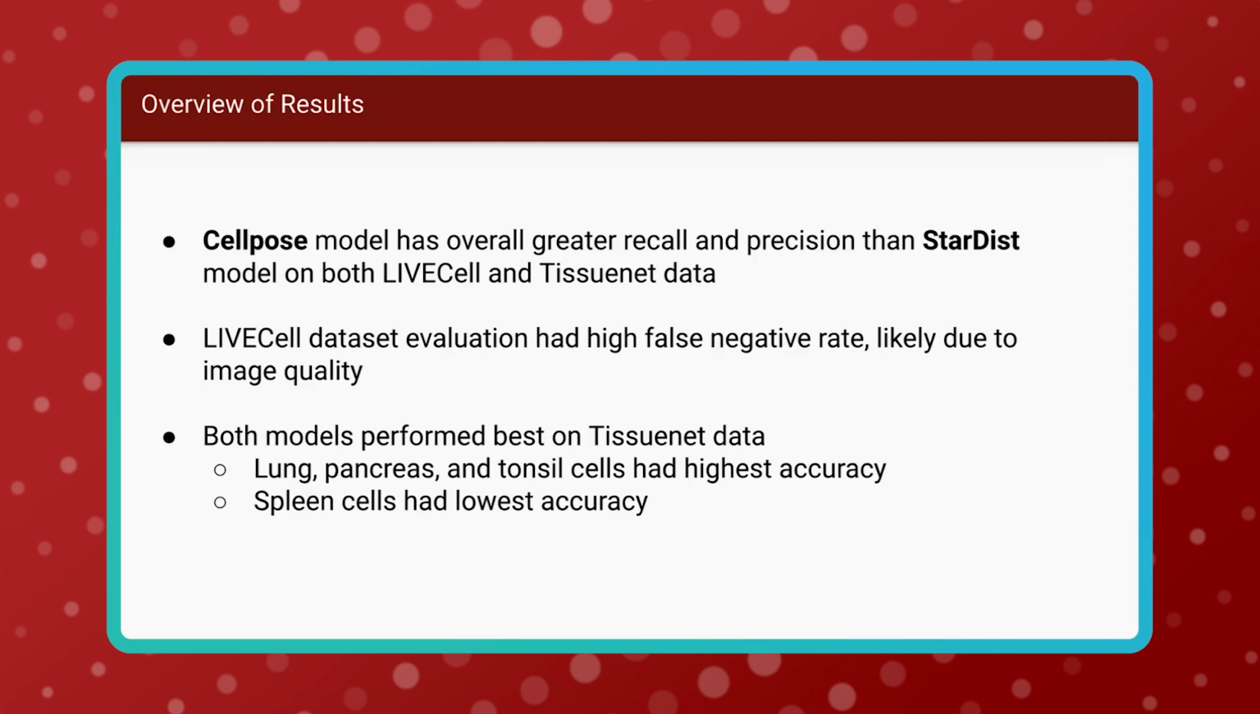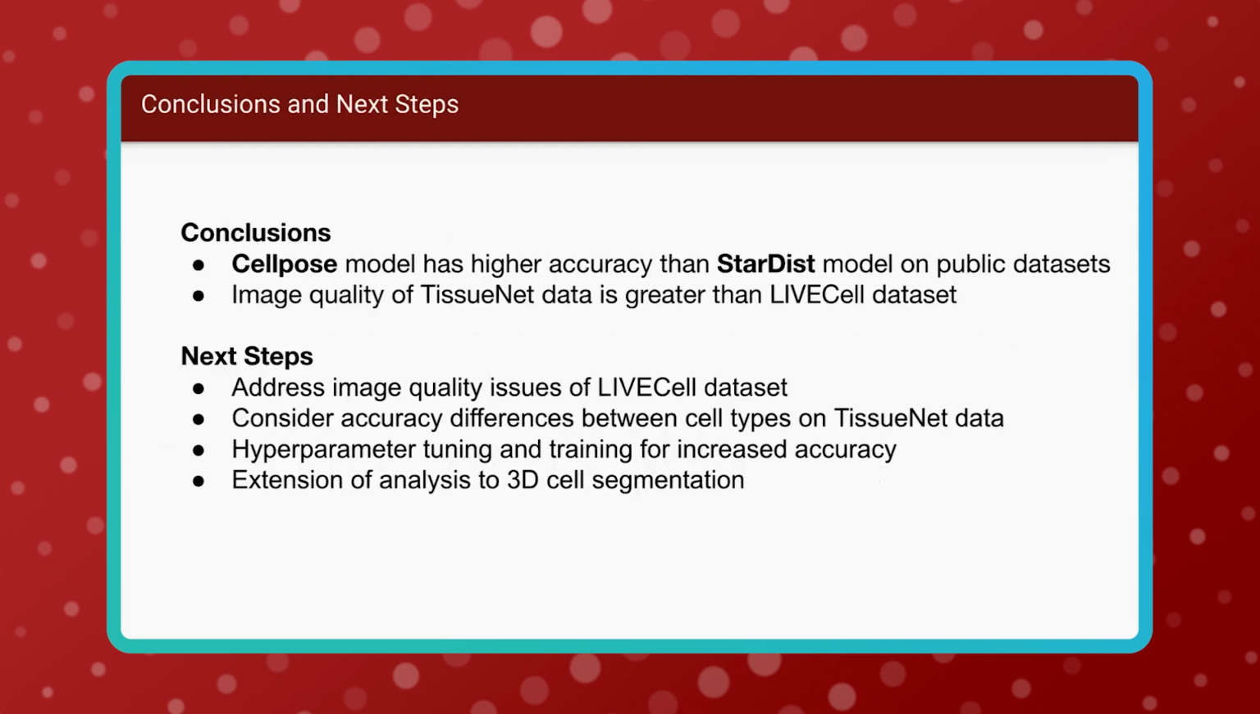So now just for a quick overview of our results, the Cellpose model that we used had greater overall accuracy for recall and precision than both the StarDist models on both the LiveCell and TissueNet datasets. The LiveCell dataset evaluation also had a high false negative rate, likely due to image quality. And both models performed best on the TissueNet data. The lung, pancreas, and tonsil cells had the highest accuracy, while the spleen cells had the lowest accuracy. However, as we did not show any LiveCell StarDist model performance, we don't know if this will also stand true for that.